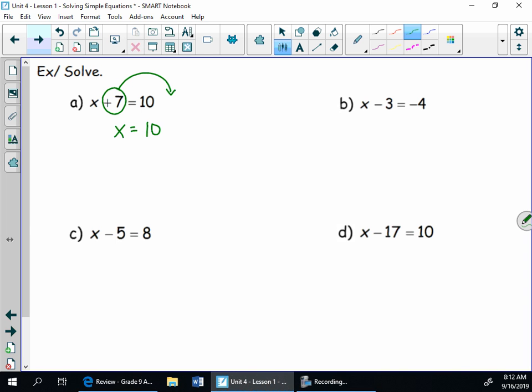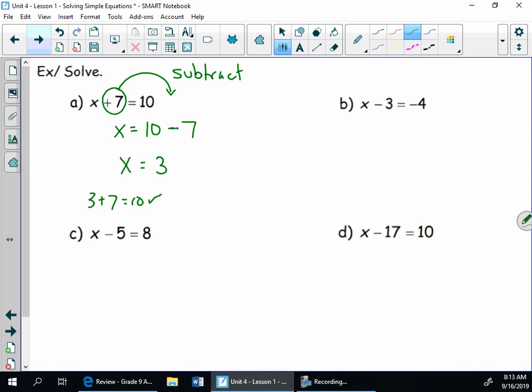And nothing's changed so far because I took out the plus 7. I move to the other side, it goes on the end and becomes a minus 7 because it's doing the opposite. Opposite of adding is to subtract. So it's 10 minus 7, and x is 3, which I'm hoping you would agree that 3 plus 7 is 10. So we know it's the right answer.